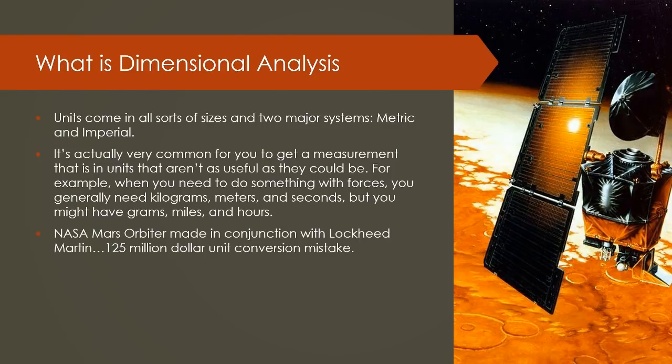One really famous example of this was when NASA was making a Mars orbiter. They're working with a company called Lockheed Martin, and the two weren't using the same units. So they're using different systems of units. One of them is using metric, the other's using imperial, and as a result, there were mistakes made, and those mistakes actually cost $125 million because people weren't using the right units and they're making miscommunications as a result.